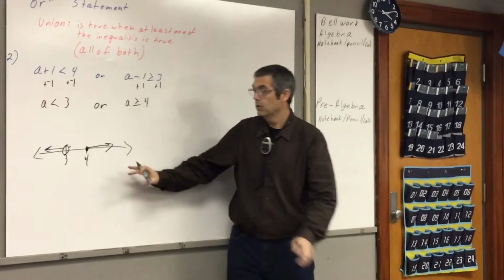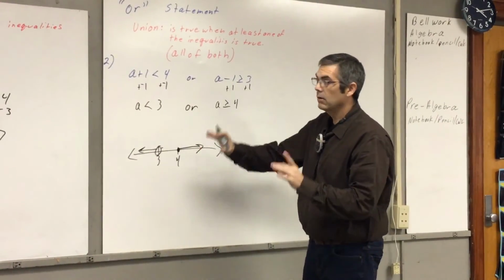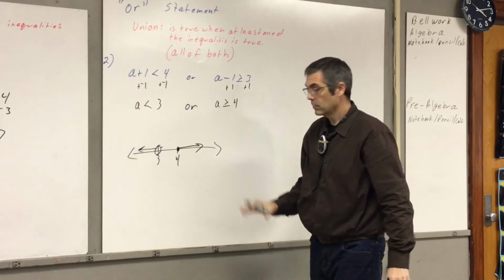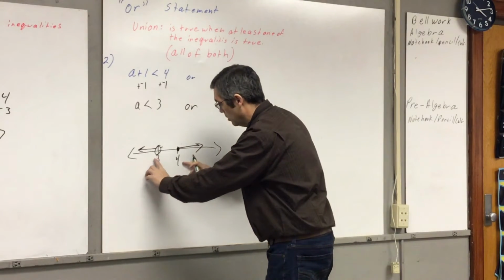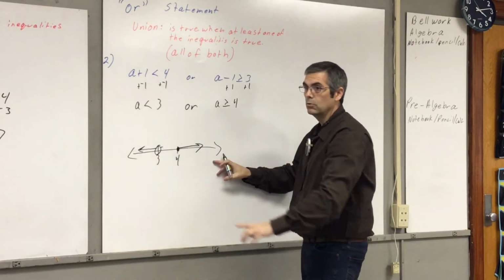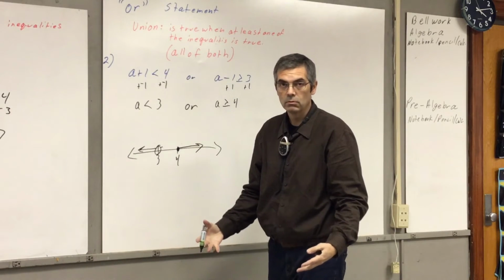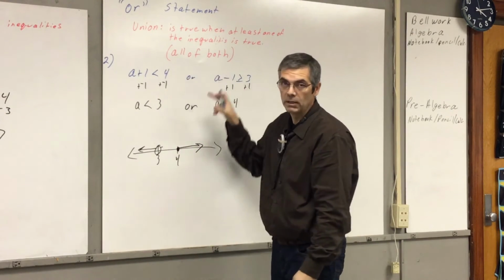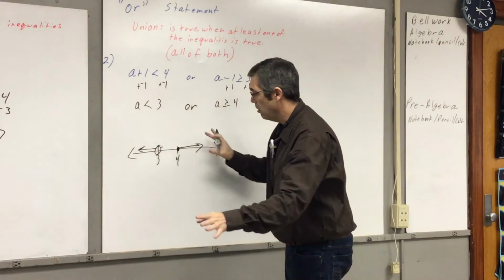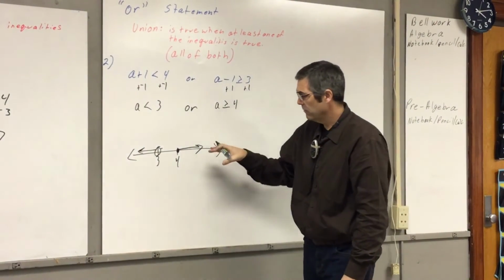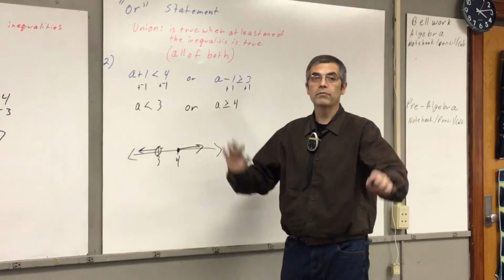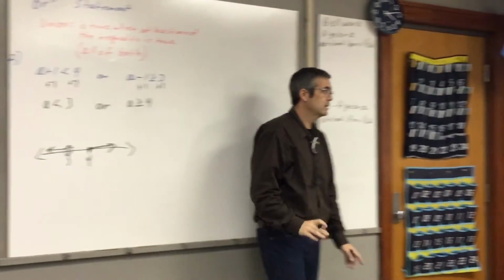That's your OR statement. Now, all of both. Either one of these has to be true, and that makes both of them true. That's what the all of both means. Okay? It's all of both of these. As long as it fits one of the two, it works for both, and we're going to take both of them. Okay? That's what we're looking at.